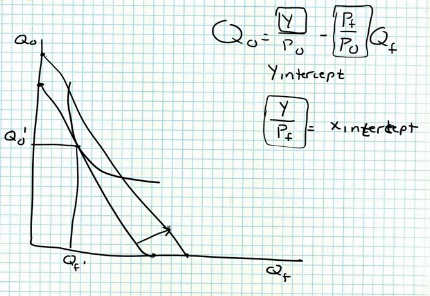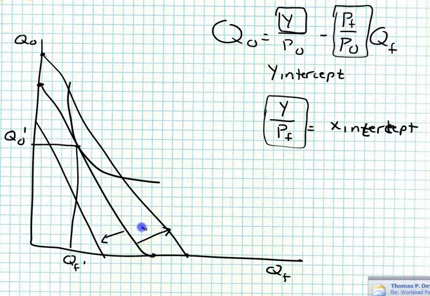Along the same lines, if income decreased, the y-intercept would go down. The slope would stay the same. The x-intercept would go down, and you would see a shift inward of the budget line. So the shift outward is an increase in income. The shift inward is a decrease in income.